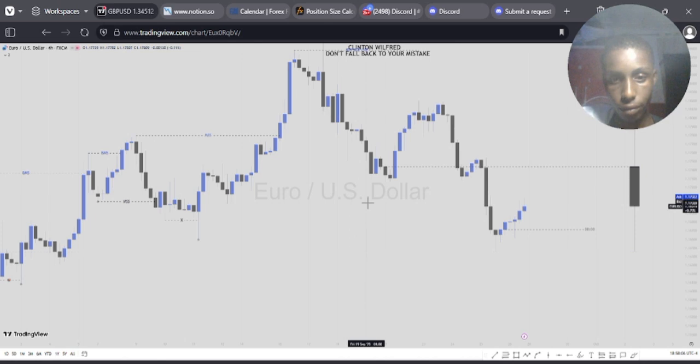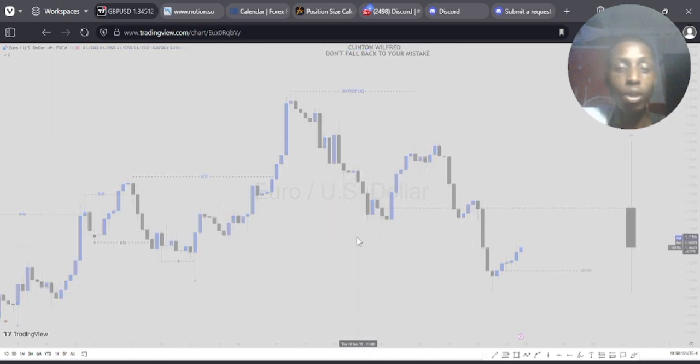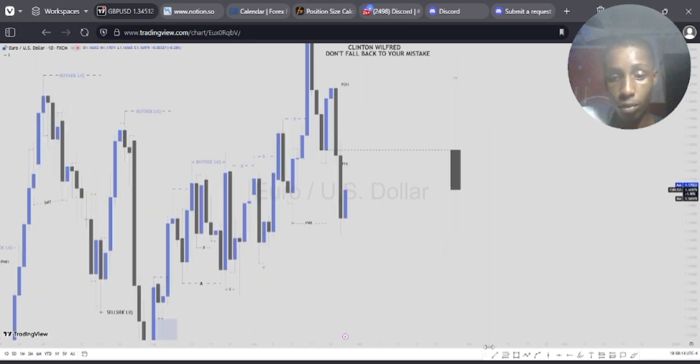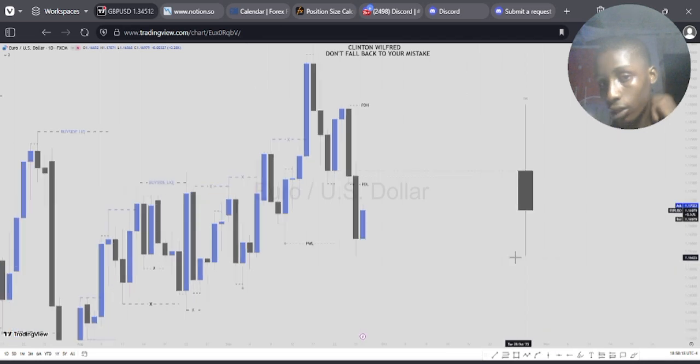Okay, so right here on EU, starting off on the daily time frame first, using the ICT concept. I do trade ICT concepts, so complete one year trading ICT concept.